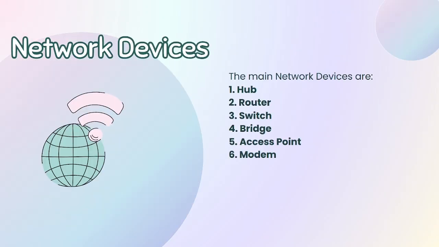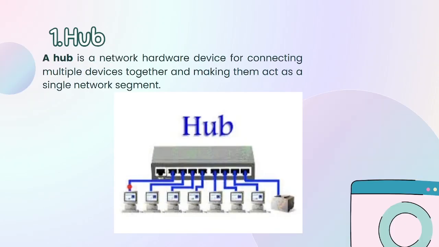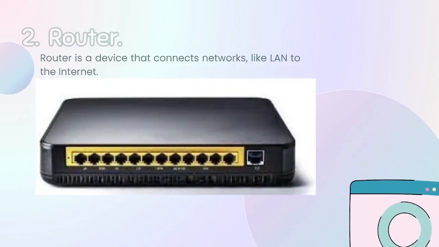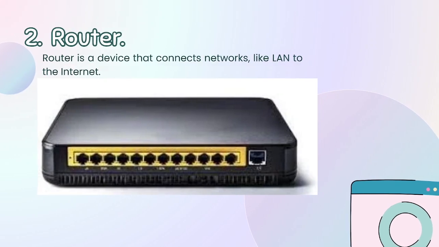Network devices. The following are the main devices used on a network: hub, router, switch, bridge, access point, and modem. Number 1. Hub. A hub is a network hardware device for connecting multiple devices together and making them act as a single network segment. Number 2. Router. Router is a device that connects networks like a LAN to the Internet.